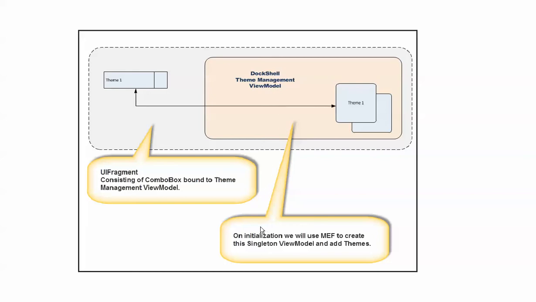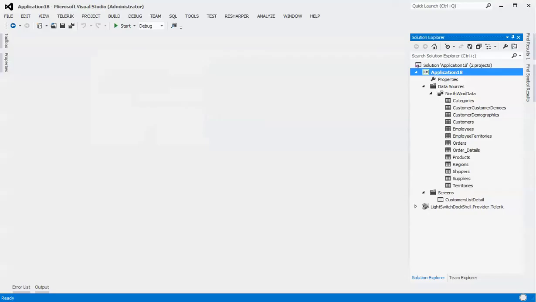One other step that we're going to implement is, on initialization of the application, we're going to leverage MEF to get a hold of this particular theme management view model and add in the various themes that we want to be able to expose through the combo box. So that's the overall functional design that we're hoping to achieve. Let's take a look at the way you would do that in DockShell.